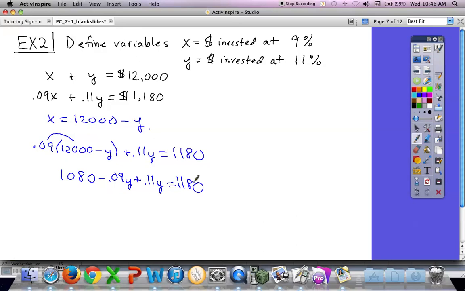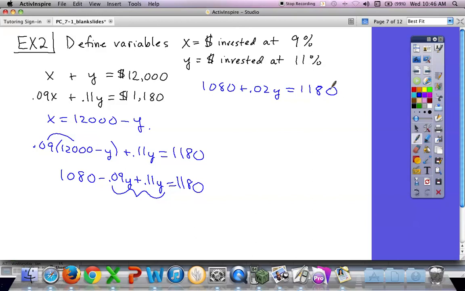Okay, what is negative 0.09y plus 0.11y? 0.02y. So we've got 1,080 plus 0.02y equals 1,180. So that's one equation, one variable. We should be able to solve that pretty simply.